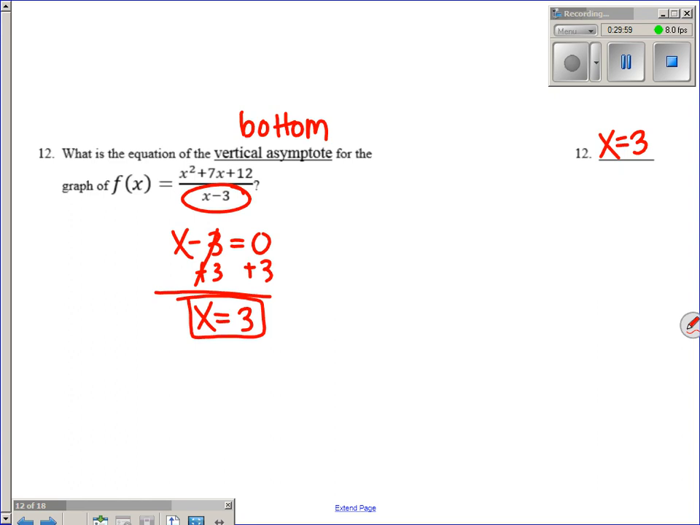The x equals is very important for this one because it is going to be multiple choice, and there will be a multiple choice that says y equals. It is x equals for the vertical asymptote. It is a line, so it has to be an equation of a line.